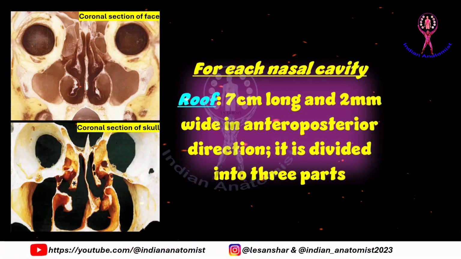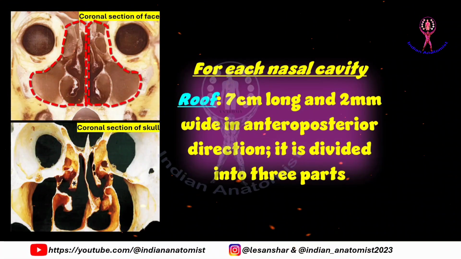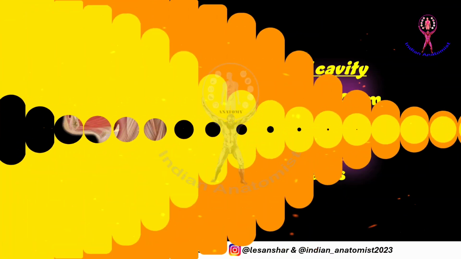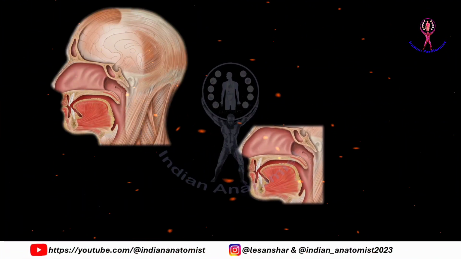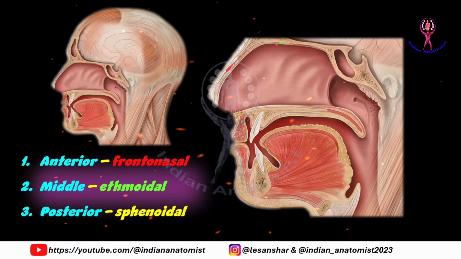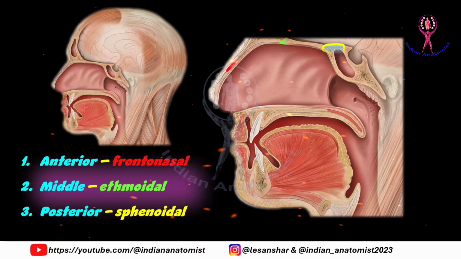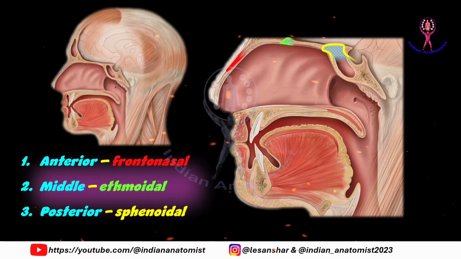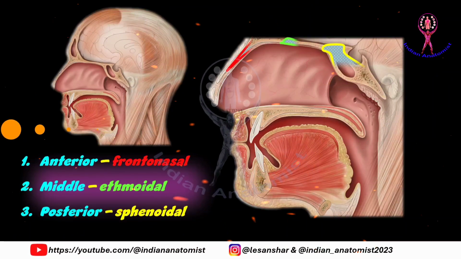For each nasal cavity, roof, 7 cm long and 2 mm wide in anteroposterior direction. For easy understanding, the roof is divided into three parts from anterior to posterior: frontonasal part anteriorly, ethmoidal part in middle and posteriorly sphenoidal part. The respective bones are taking part in roof formation.